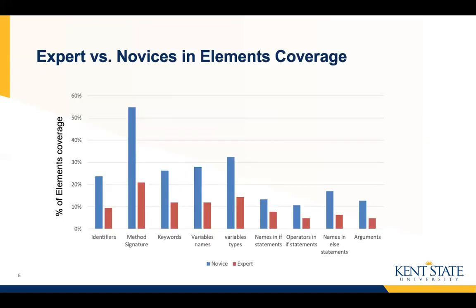After the mapping process and counting the percentage of the elements looked at by the participants for each navigation area, we found that for all examined navigation areas, novices looked at and covered more source code elements than experts.